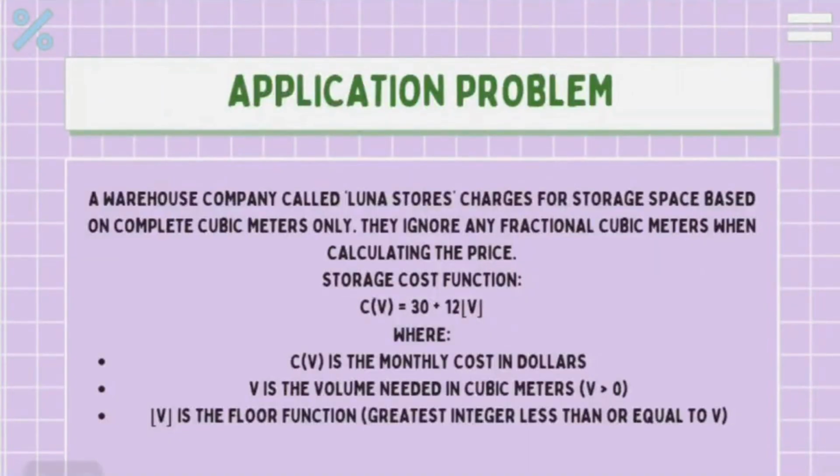Next, let's look at a real-world problem. A warehouse company called Luna Stores charges for storage space based on complete cubic meters only. They ignore any fractional cubic meters when calculating the price. The storage cost function is C of V equals 30 plus 12 times the greatest integer less than or equal to V, where C of V is the monthly cost in dollars, V is the volume needed in cubic meters, and V must be greater than 0. The greatest integer less than or equal to V is the floor function.